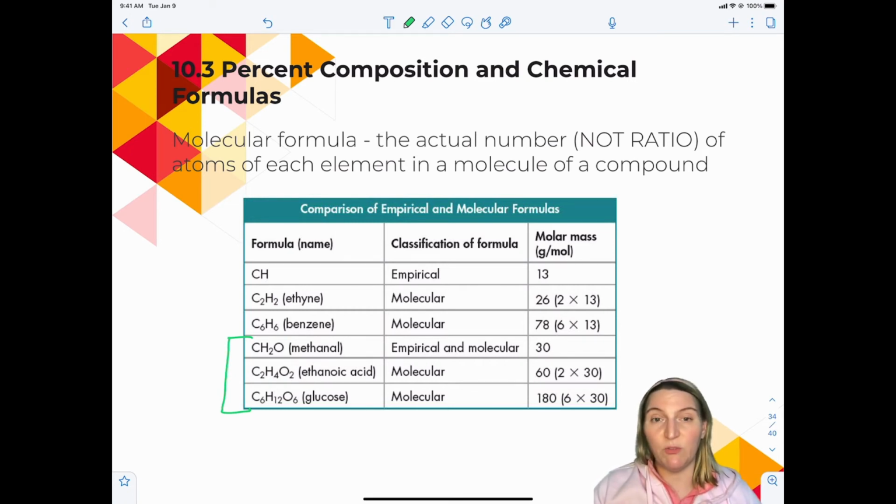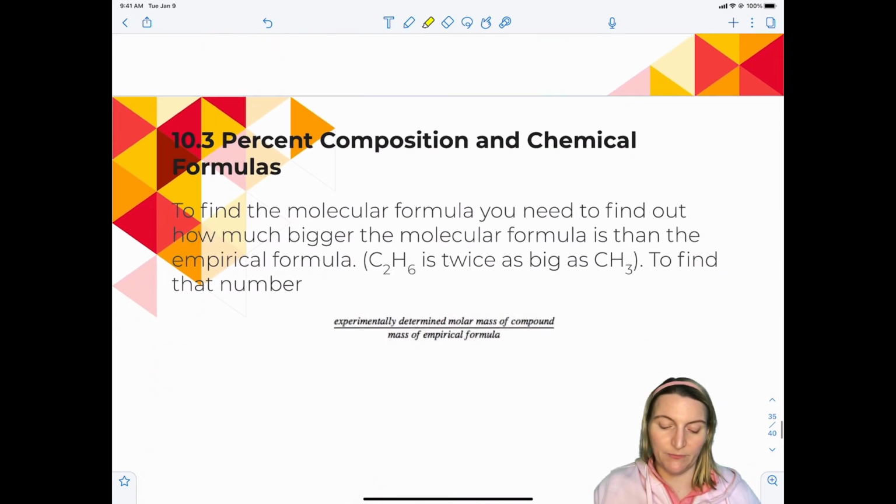The way we would distinguish between those is by their actual molecular mass. What I would do is find the mass of those, and I would notice that the mass is going to be much larger than the mass of the empirical formula. And how much larger? Well, I'm going to divide the mass of the molecular by the mass of the empirical, and I should get some whole number. That tells me the real formula is 3 times as big, or twice as big, or 6 times as big, a number that you are then going to multiply all of the subscripts by.